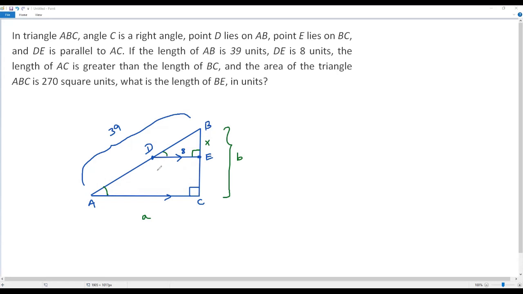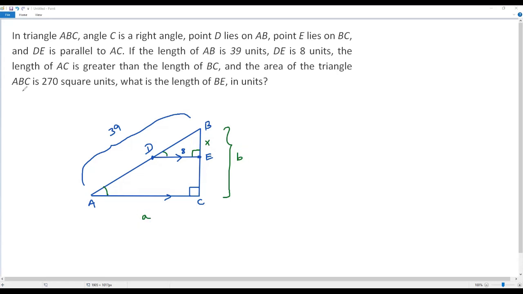are similar. We can use the similarity of two triangles and get the length of the line segment BE, that is given by x. For that, we have to know the value of this lowercase a, that is the length of this line segment AC, and the value of the lowercase b, that is the length of the line segment BC. Okay, now let's plan to get the values of lowercase a and lowercase b.